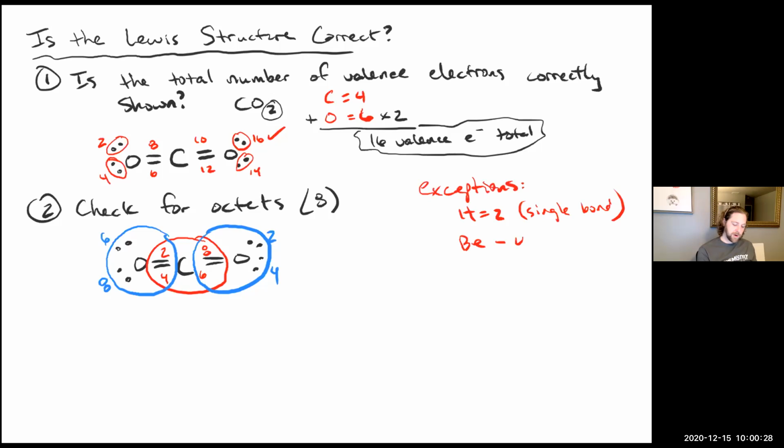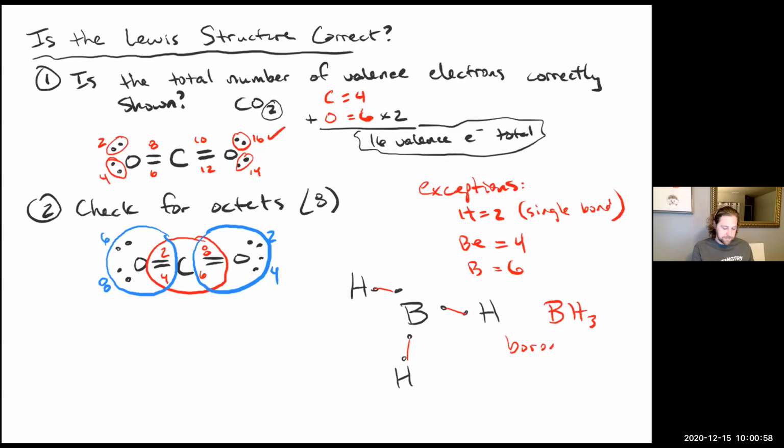Beryllium gets 4, and boron only needs 6. For example, if you had boron, it only has 3 valence electrons. So a very common compound for boron, just by doing the connect the dot method, is 3 single bonds to 3 different hydrogens. This would be boron trihydride, to use the naming scheme we just practiced. And so that's one way that boron is stable.